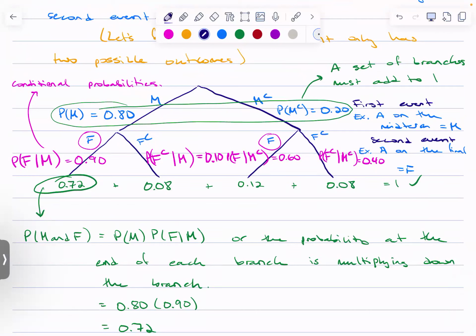There are two ways that can happen, right? If you look down your branches, scenario one, great, you got an A on the midterm and you got an A on the final. Or the other option is you didn't get an A on the midterm, but you got an A on the final. So the probability of getting an A on the final overall has to be 0.72 or 0.12, because you're saying or between these branches. It can't both happen at the same time, so you're going to add those probabilities.